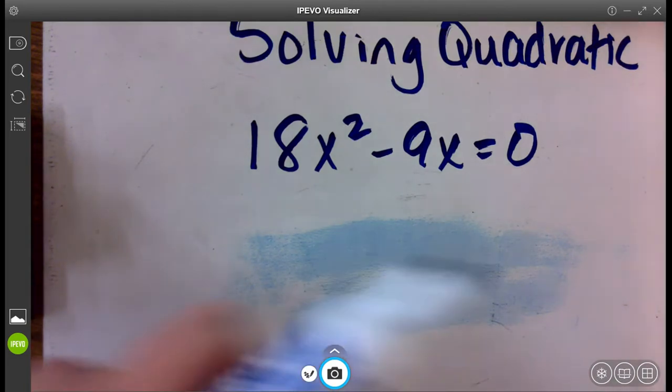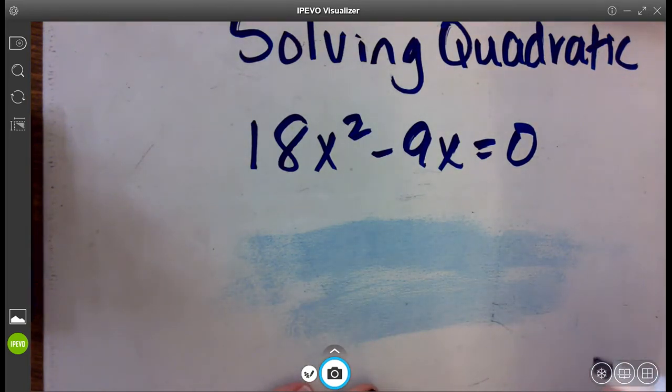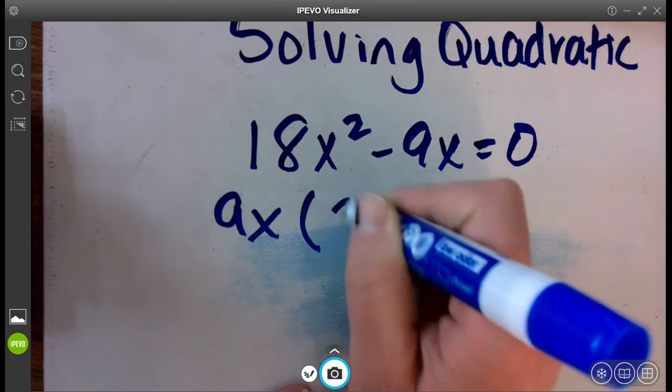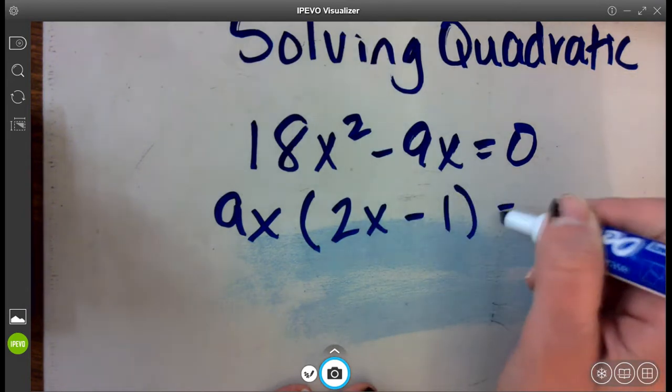So we have to use a method called factoring, and that's what you've been doing the past few days. So we look at both pieces and we say, okay, we can factor using a GCF of 9x. When I remove 9x, I'm left with 2x minus 1.